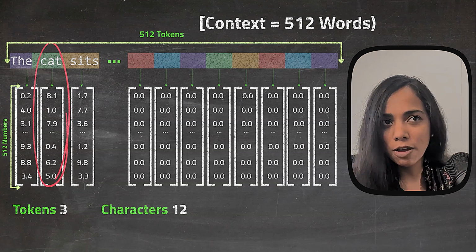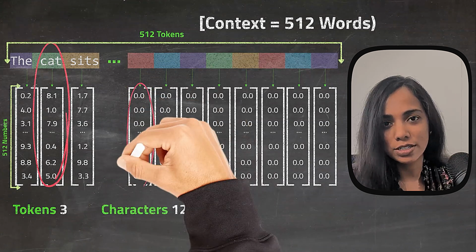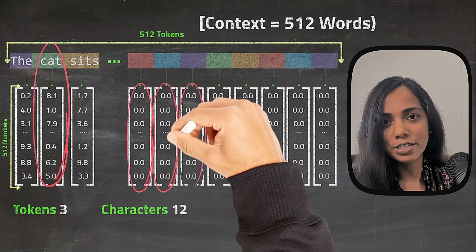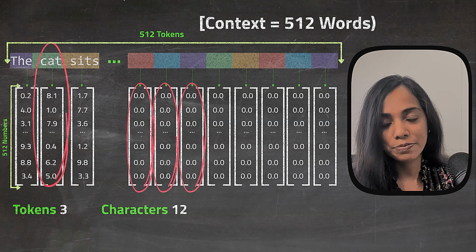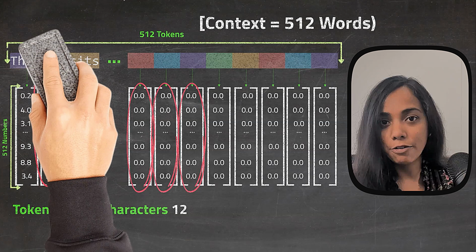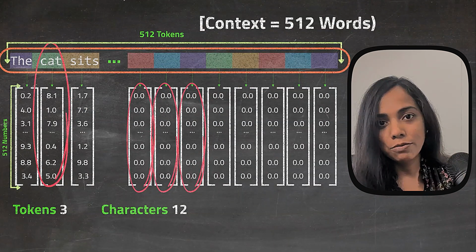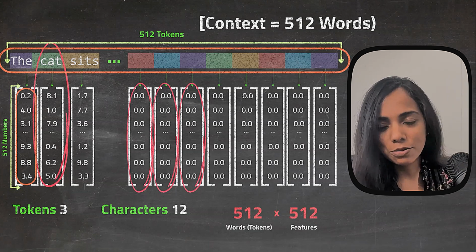But if a sentence is smaller, like just 3 words, what happens to the other 509 positions? The remaining positions are filled with special padding tokens. These padding tokens have embeddings filled with zeros, clearly signaling to the model that these positions contain no meaningful data. So every sentence or input sequence is represented by exactly 512 embeddings, resulting in a fixed input dimension of 512 times 512, which is the number of words and the number of numbers representing each word. This happens to be a square matrix in this case.